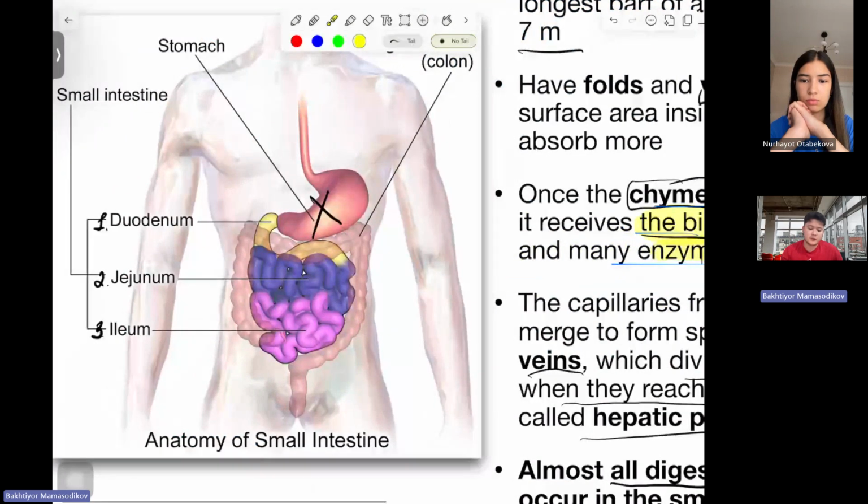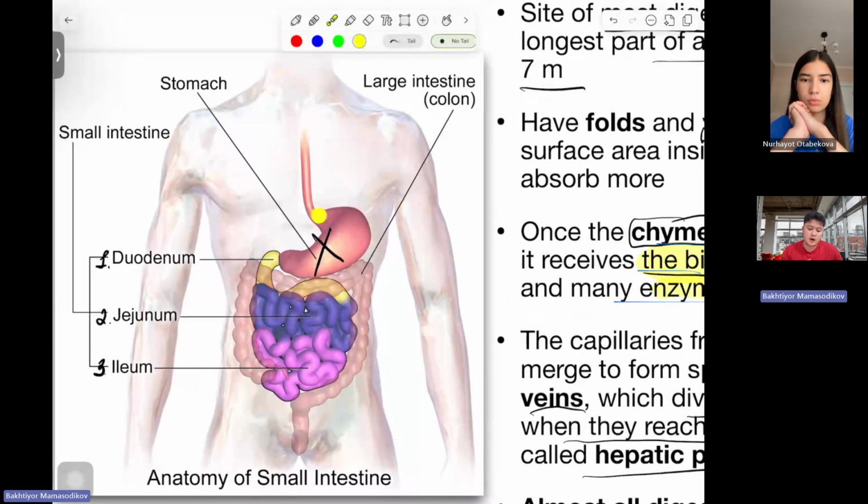The first is the duodenum, after the stomach, and it is followed by the jejunum and then the ileum. So the duodenum, jejunum, and ileum are parts of the small intestine.